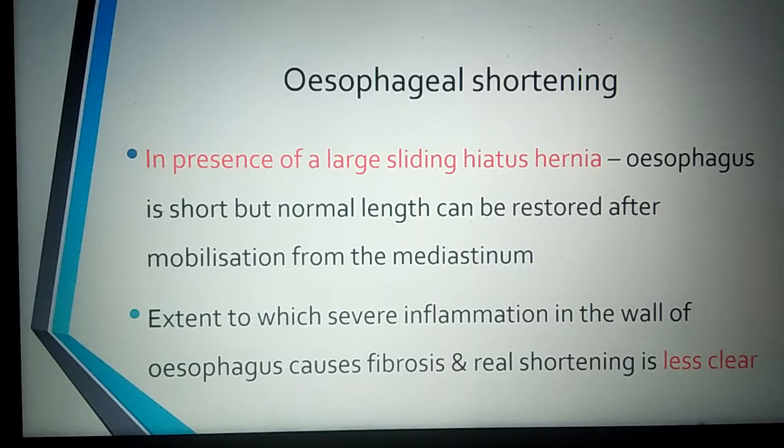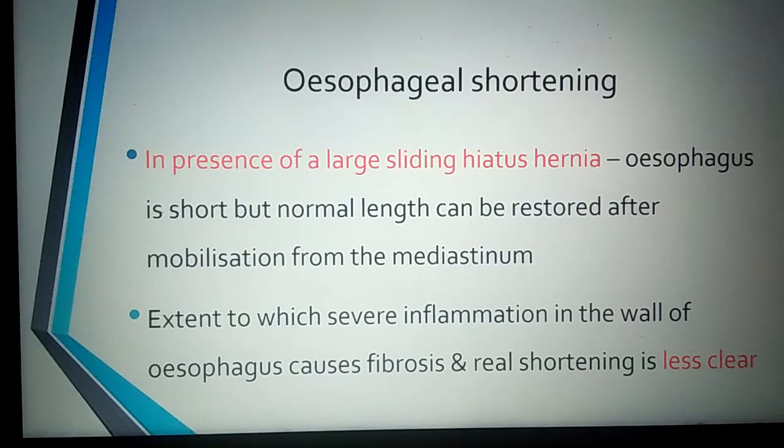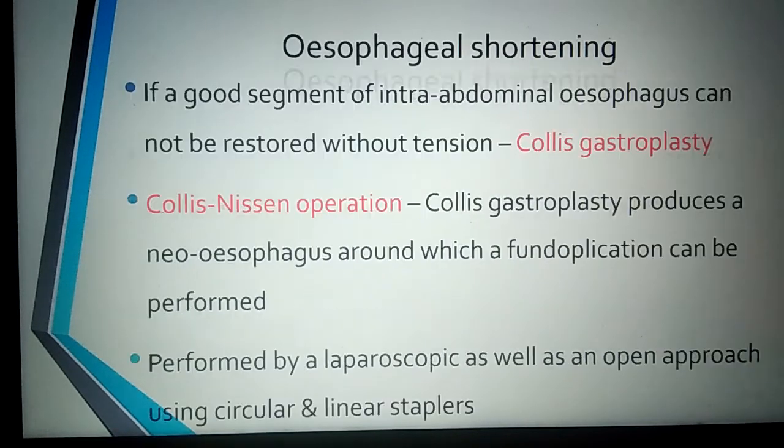The extent to which severe inflammation in the wall of the esophagus causes fibrosis and real shortening, what we have discussed in the last interaction, we cannot say 100% what will be the extent. That is less clear as of now. But yes, it could be one of the causes for esophageal shortening.